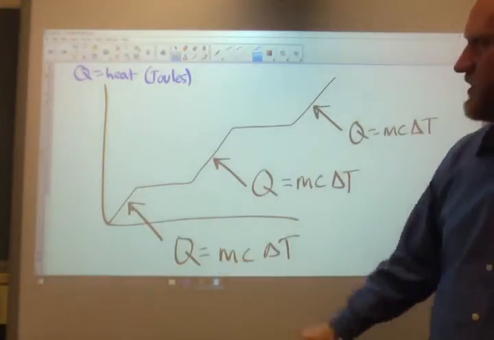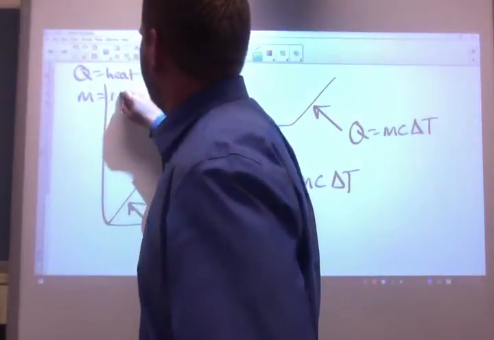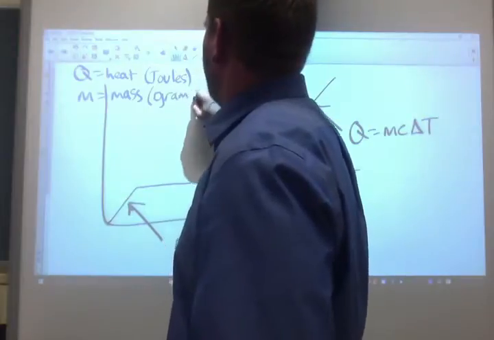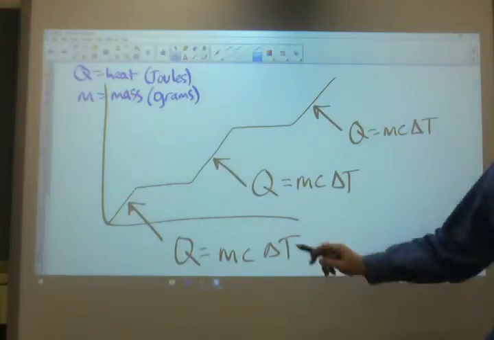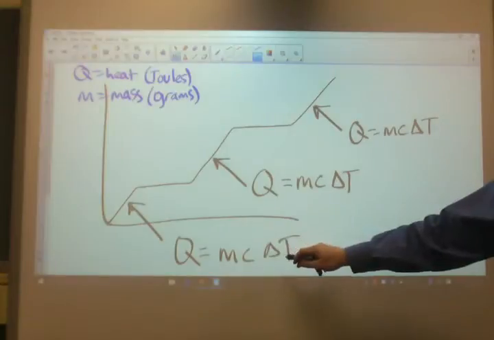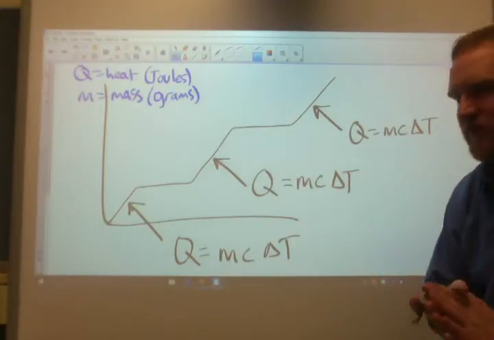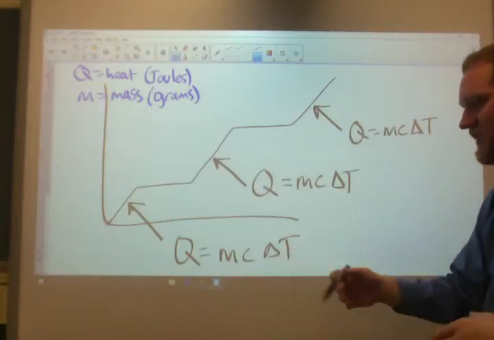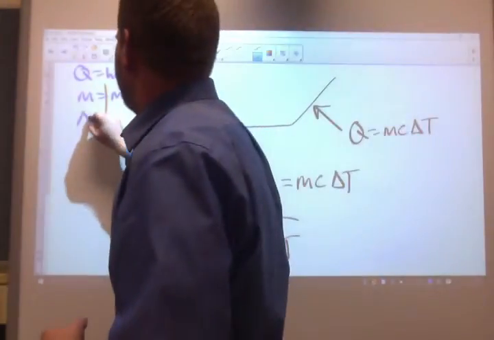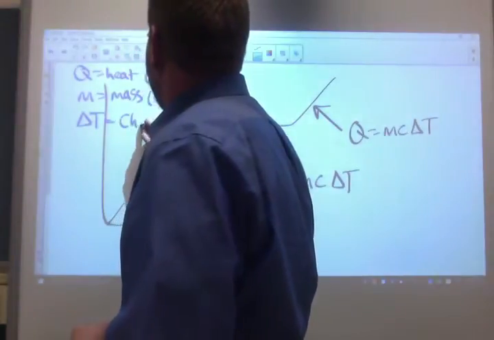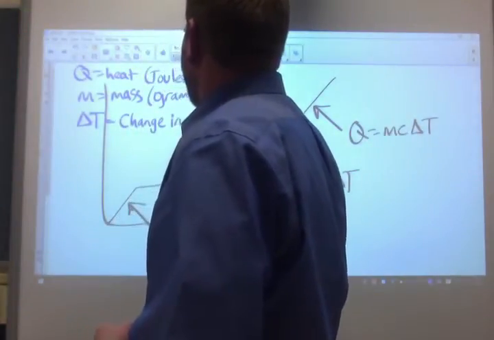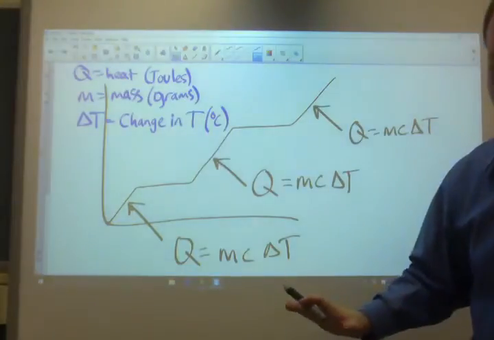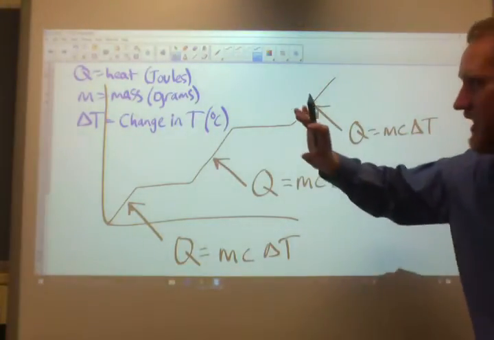M is mass, and in this case mass has to be in grams. You'll see why in just a minute. Let's skip C for now. Let's do delta T. The triangle is the Greek symbol delta. It means change in. So delta T means change in temperature, and that has to be in degrees Celsius, not Kelvin. Don't get mixed up with your gas laws.